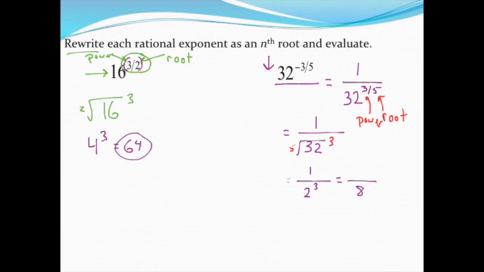Well, be careful, because a lot of people will say 8's the answer and they'll circle it and be done with it. But remember that 8's on the bottom of a fraction, so don't forget the 1 on top. So my answer should be 1/8 for this. If you typed in the original 32 to the negative 3/5 in your calculator, of course your calculator is going to get you a decimal of 0.125. Now that technically is the answer because that's equal to 1/8, but really I don't want decimals, so if you did use a calculator, just make sure you change that back into a fraction for me.